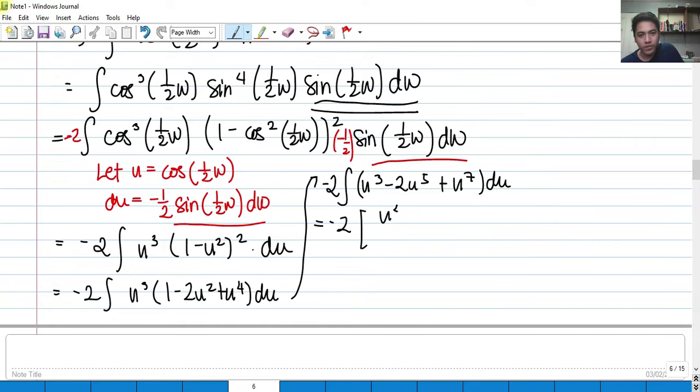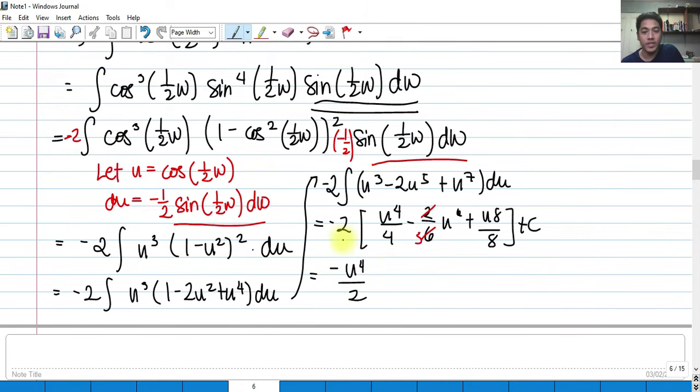Of course, we have u raised to 4 over 4, minus 2/6 u raised to 6, plus u raised to 8 over 8, plus c. As we can see here, this can be simplified. This would be 1/3. Distributing the negative 2 on each term, we have negative 2 over 4, that would be negative u raised to 4 over 2, because negative 2 over 4 is negative 1/2. Then negative 2 times negative 1/3 of u raised to 6.